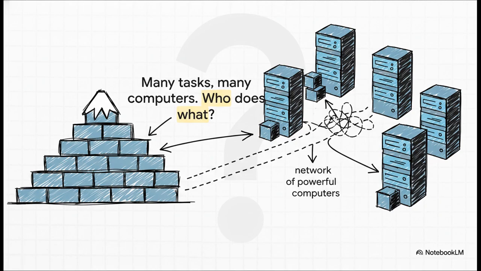Picture this. You're basically a project manager, right? But your team, it's not people. It's a whole network of seriously powerful computers. And you've got this massive pile of jobs to do, and they all need to be done like yesterday. So the million-dollar question is always, who does what? How do you figure out which task goes to which computer?